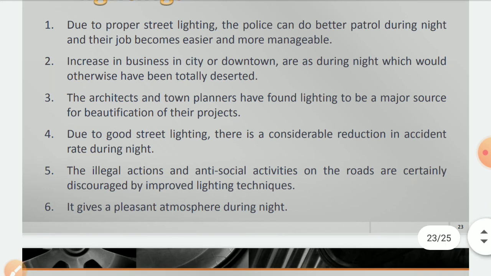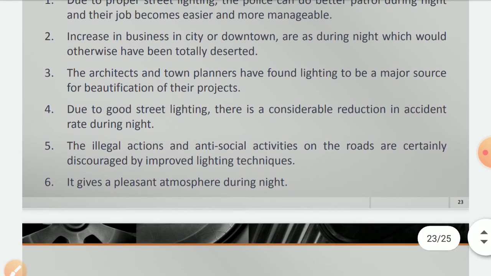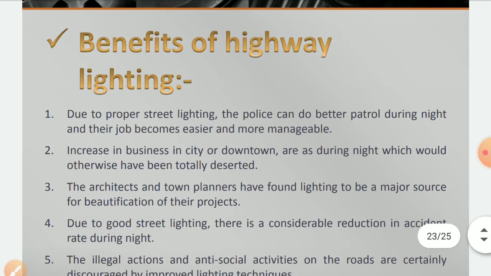Then illegal actions or antisocial activities on the roads are certainly discouraged by improving the lighting techniques, and it gives a pleasant atmosphere to ride during the night. So these are some of the benefits of having a street lighting scheme.